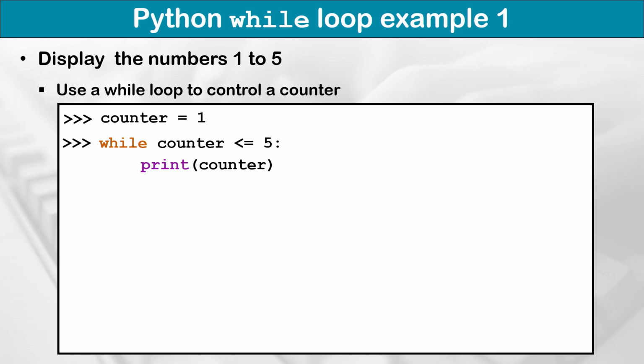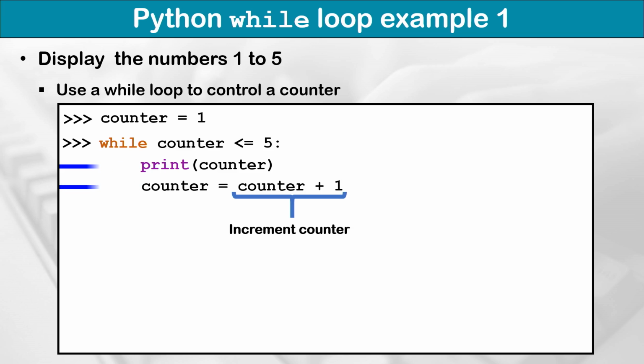The print counter command displays the value of counter on screen. Counter is equal to counter plus 1 increments the counter. Every time the loop executes, the next number is displayed. The loop stops when value of counter reaches 6.